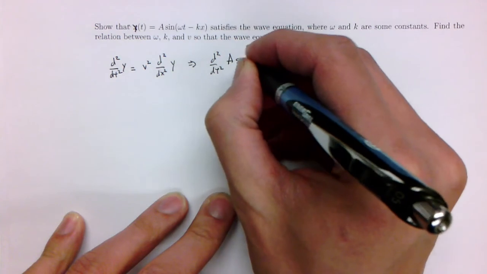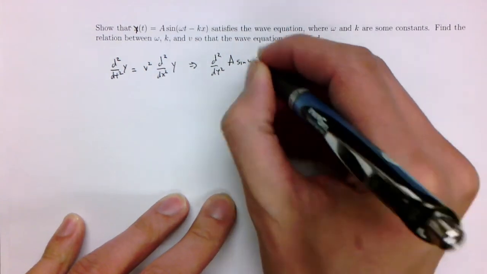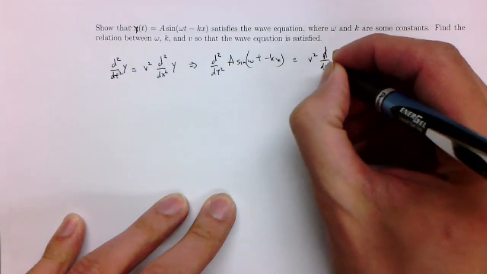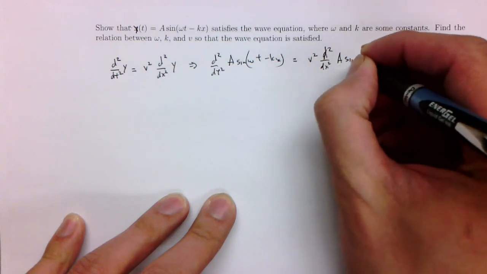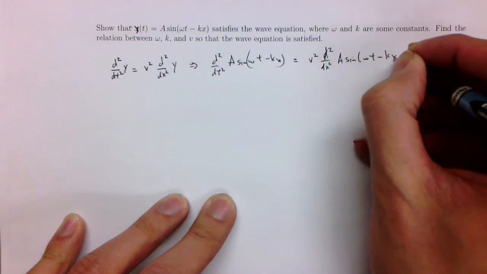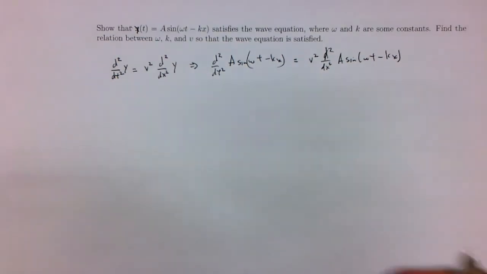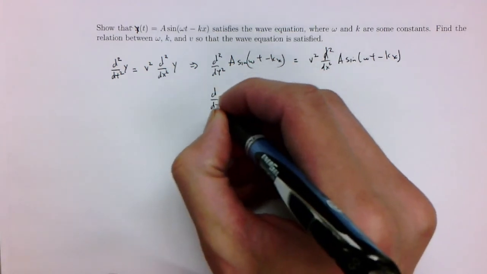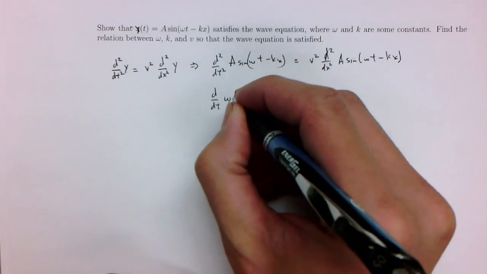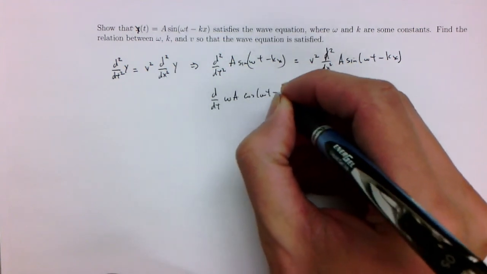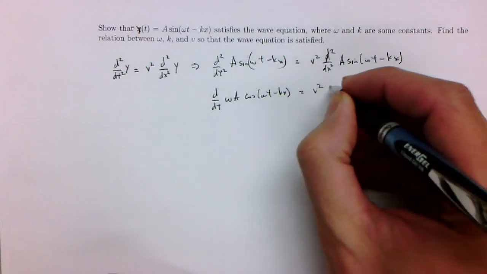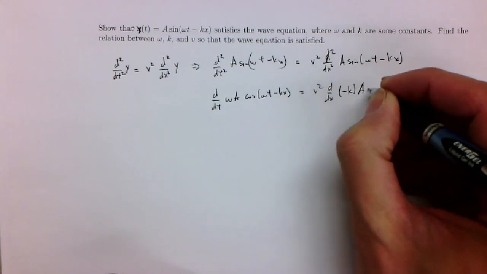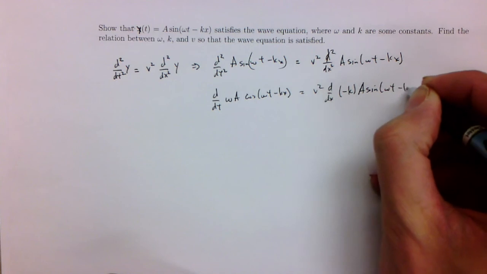A sine(omega t minus kx) is equal to v squared d squared by dx squared of A sine(omega t minus kx). All right. Now, let's just run through the mechanics of it. One factor of d by dt, we'll pull out one factor omega: A cosine(omega t minus kx). V squared d by dx, we'll pull out one factor minus k: A sine(omega t minus kx).